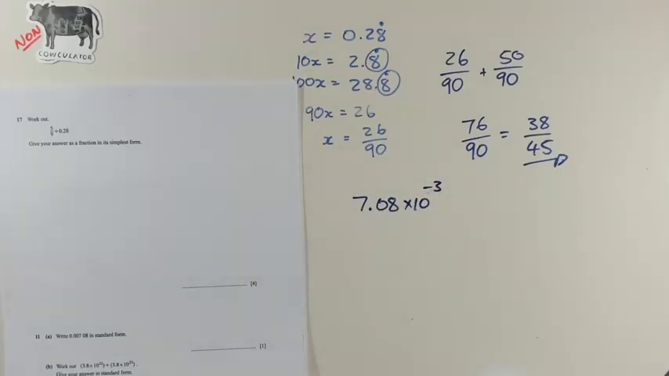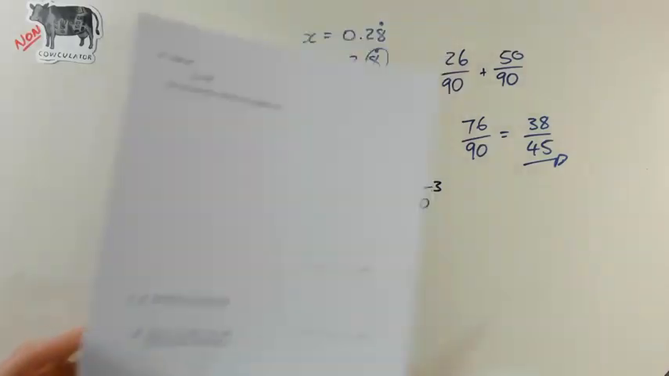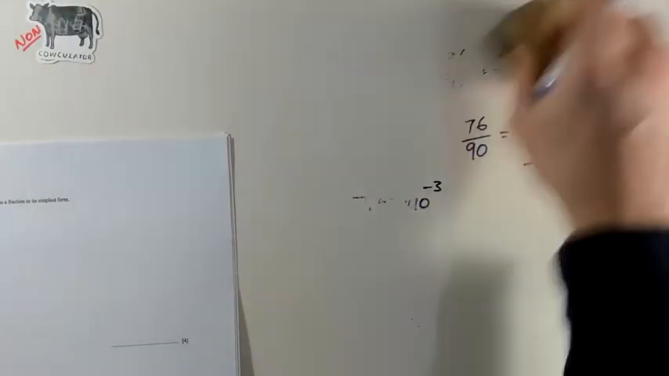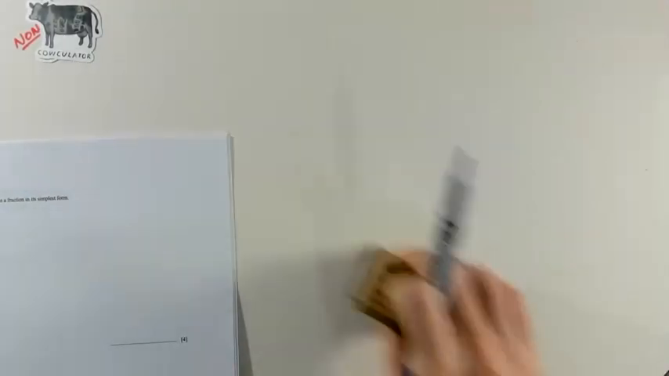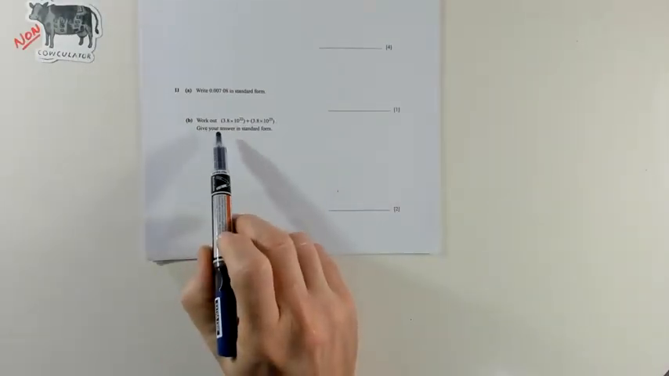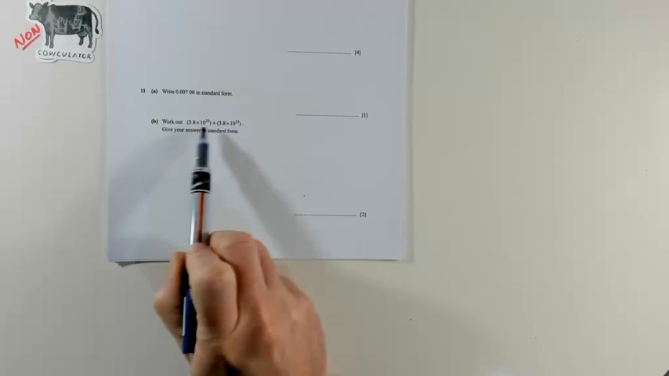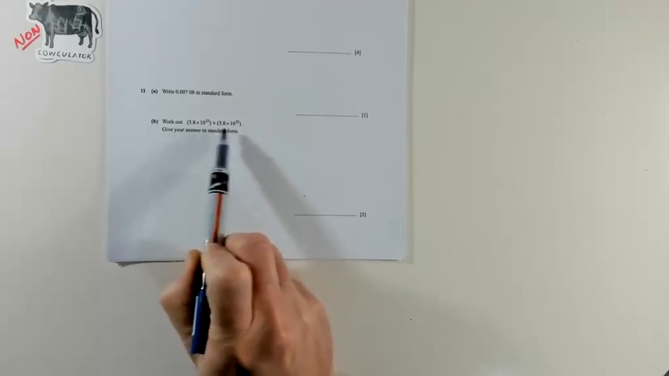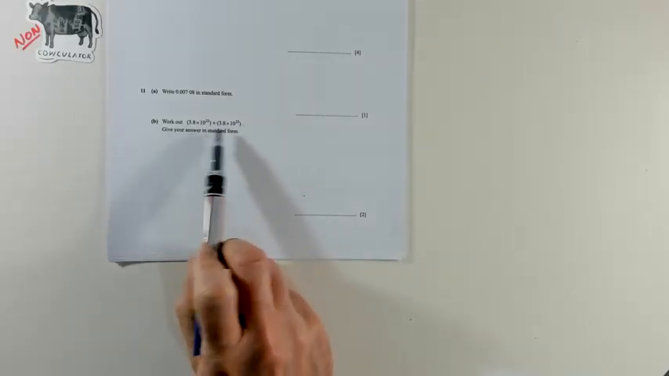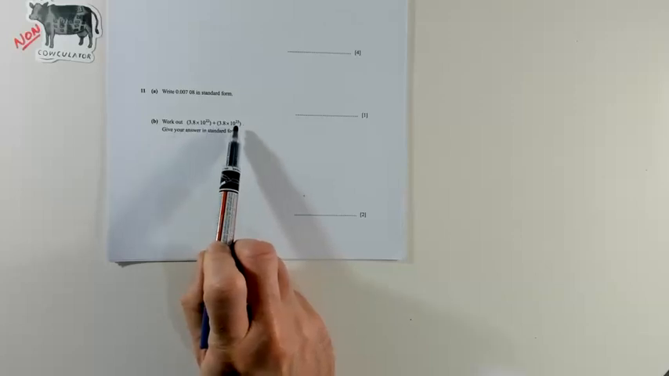Next up, this question usually catches out a lot of students, so let me just rub this out and we can take a look at this one. So work out, having two standard form numbers there, but the catch is that's to the power of 22 and that's to the power of 23.